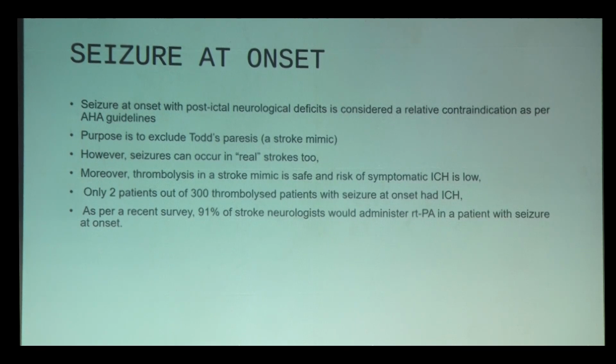So, seizure at onset. The purpose of excluding this in the initial guidelines was to avoid including patients with Todd's palsy. Seizures can occur in real strokes also. Thrombolysis in a stroke mimic is safe. As I previously discussed, the risk of symptomatic ICH is low. Only 2 out of 300 thrombolyzed patients with seizure at onset had ICH as per the previous data, and 91% of stroke neurologists will usually administer rtPA in a patient with seizure at onset.